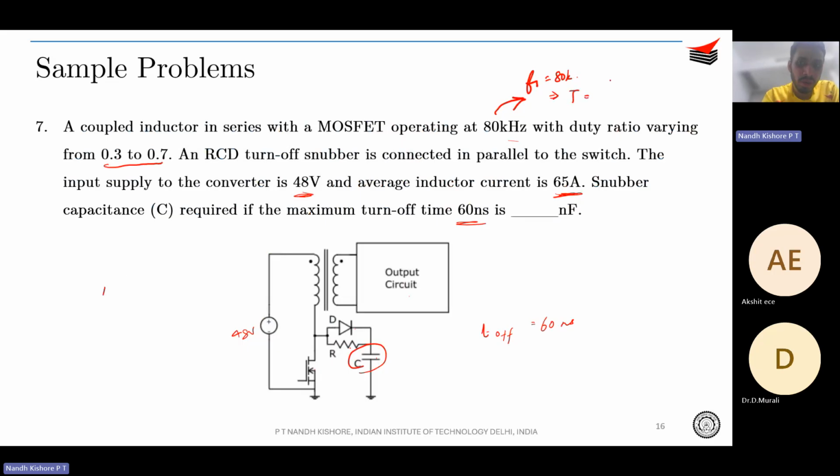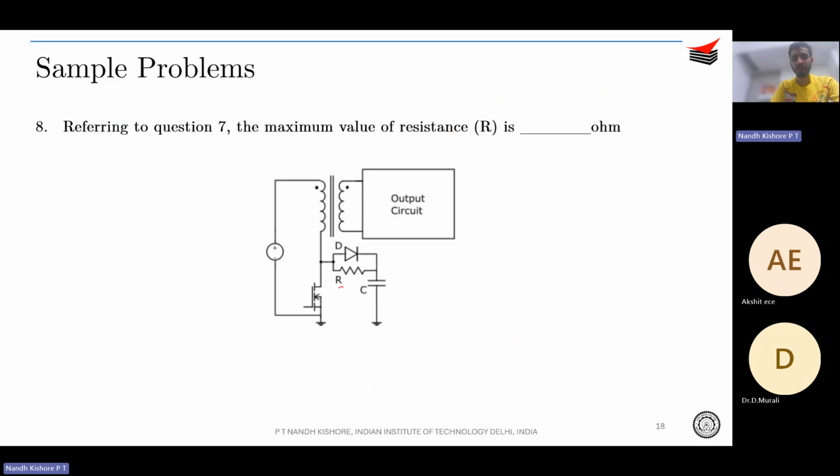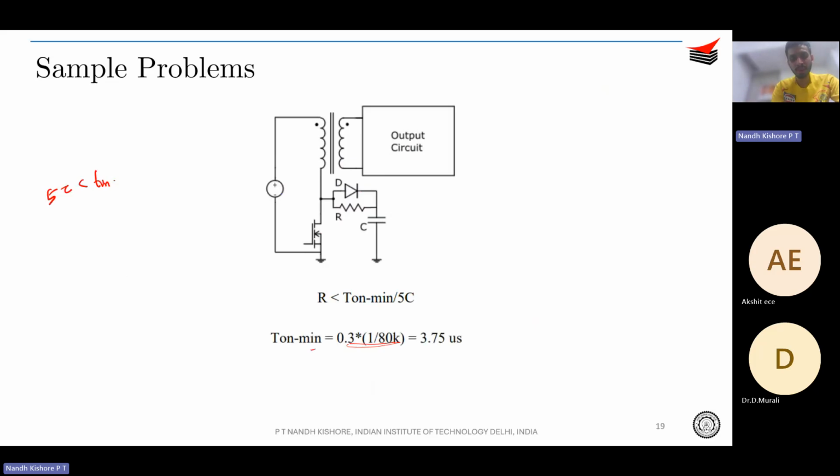Therefore, your T is equal to what? 1 by 80k. That's your total time period. So what will be the on time? Minimum on time is going to be the minimum duty, 0.3 into the time period. So T on minimum is minimum duty, D minimum into T, or D minimum into 1 by F. So that gives you T on minimal, and from that you compute what is R.